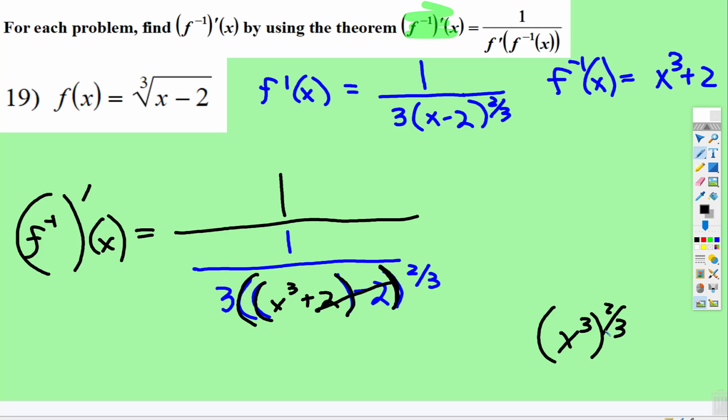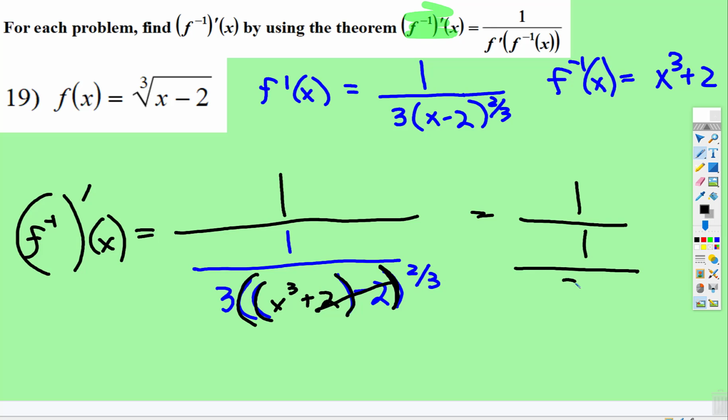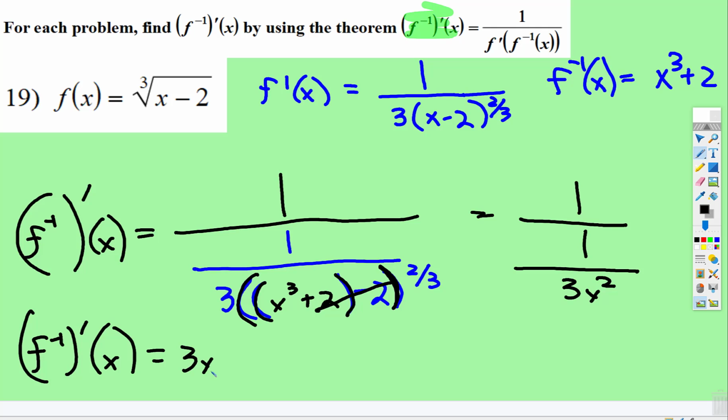Well, what do you do when you raise a power to a power? You multiply those exponents. So that becomes 3 times 2/3 is 6/3. 6/3 is the same as x squared. So now all of this becomes 1 over 3x squared. And then when you multiply by the reciprocal, you get that the derivative of the inverse is 3x squared.